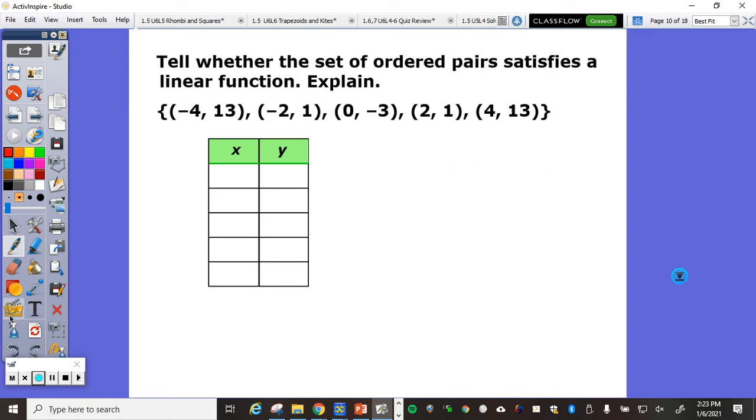All right, let's do this one more time. What are we doing each time to the x values? Adding 2.